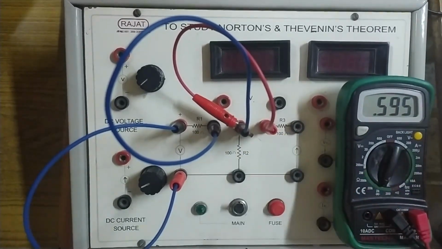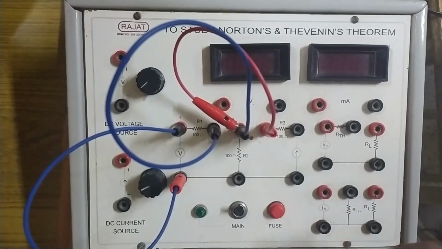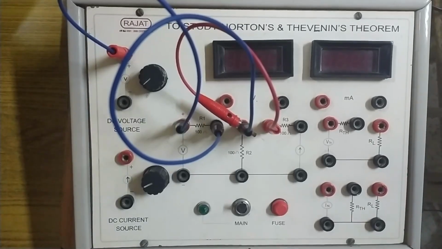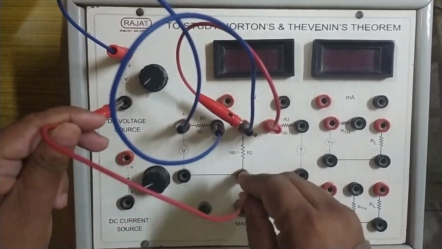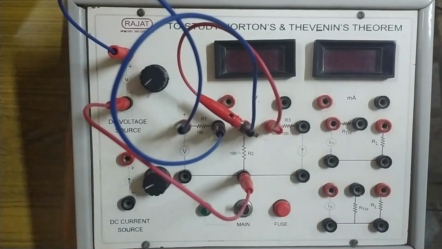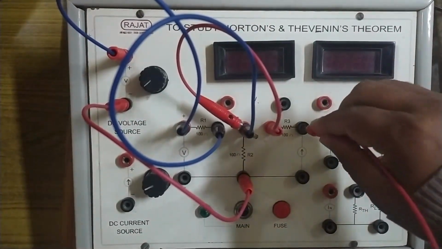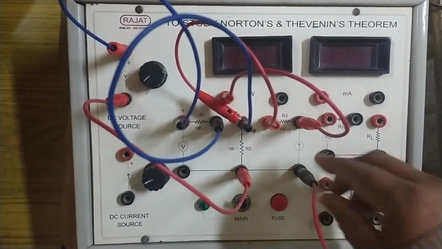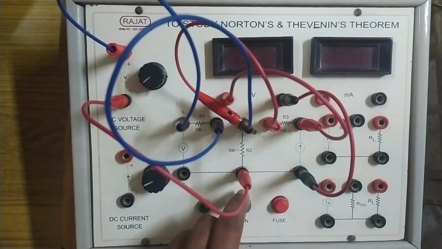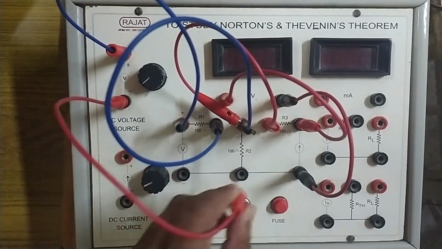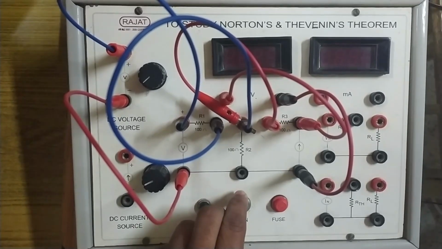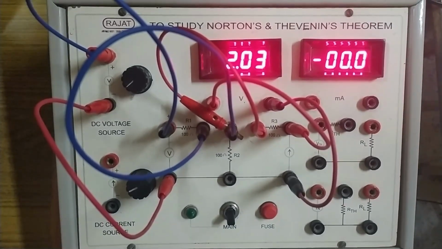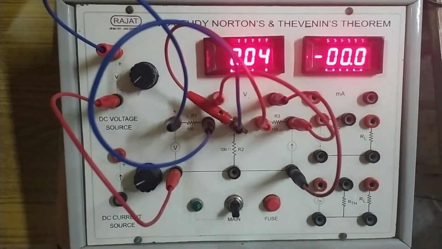So that will be equal to RTH. For VTH, we will connect the source again, that is of 5 volts, and we will measure the voltage across these 2 points. That open circuit voltage will be the VTH for us, right? Turn on the kit. The value is equal to 2.02 volts. That is the VTH for us.